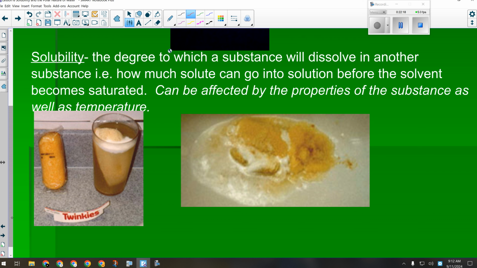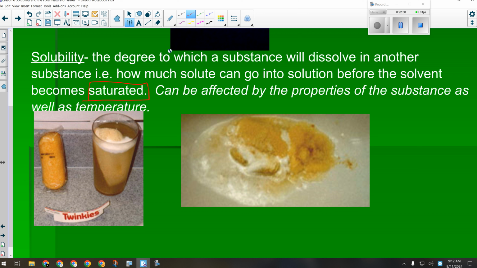So the definition of solubility, which is where I was going with this, is the degree to which a substance will dissolve in another substance. And I said earlier we measure that in moles per liter. So how much solute can go into solution before the solvent becomes, and this is another important term, saturated? Once a solution is saturated, it will dissolve no more solute.